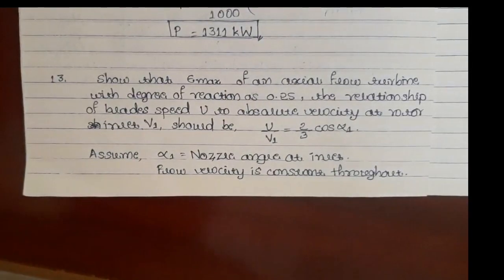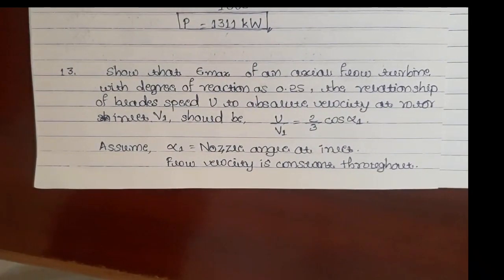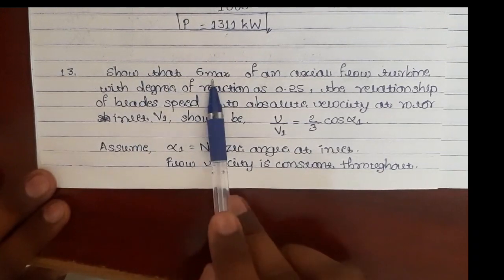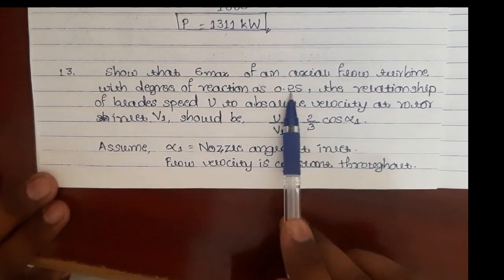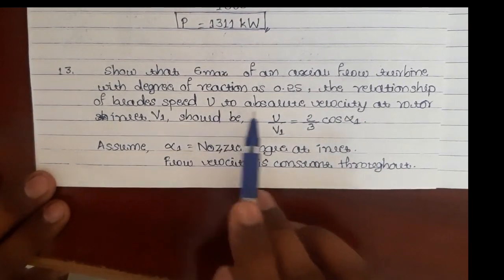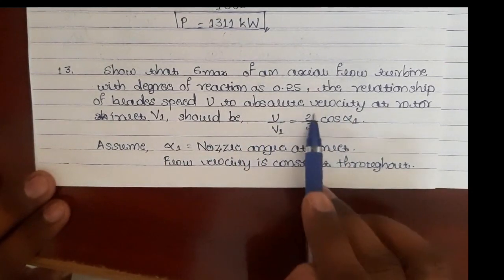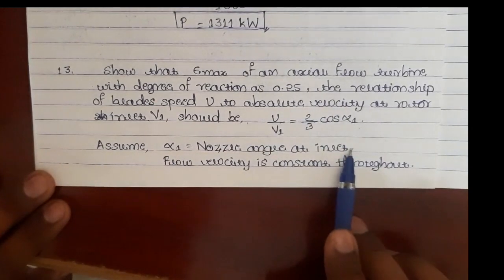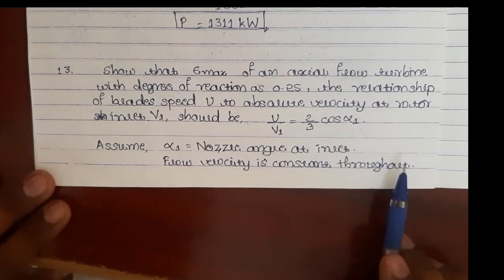Let us move to the next problem, which is a proof kind of problem. See, these kind of proofs are generally asked. Show that epsilon max, epsilon is utilization factor, show that epsilon max of an axial flow turbine with degree of reaction as 0.25, that is 1 by 4, the relationship between the blade speed U to the absolute velocity at rotor inlet V1 should be U by V1 is equal to 2 by 3 cos alpha 1, where alpha 1 is the nozzle angle at inlet. We should assume that the flow velocity is constant throughout. Again, this is a proof kind of problem.